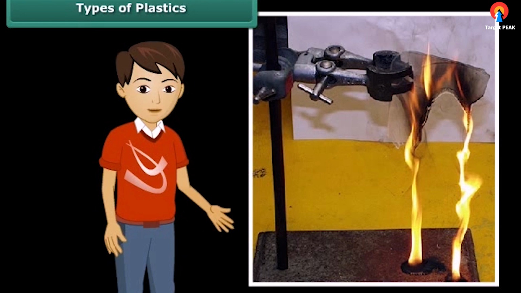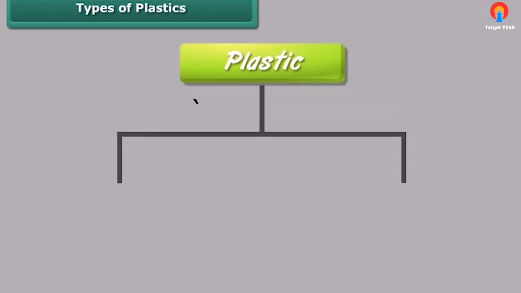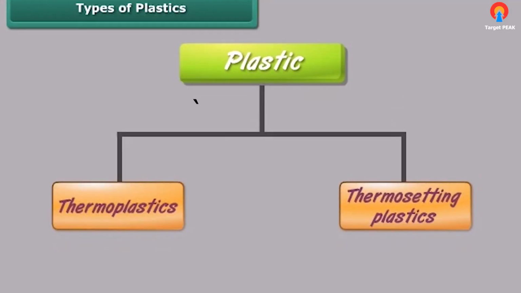Do all plastics melt upon burning? Let us find out. There are two types of plastics based on their reaction upon being heated. These are thermoplastics and thermosetting plastics.